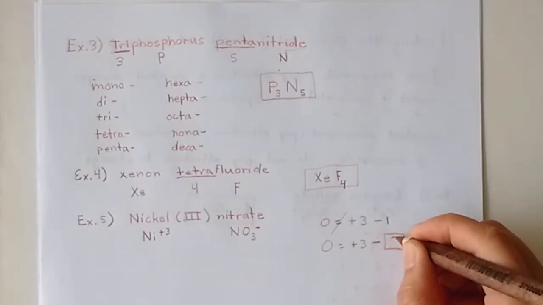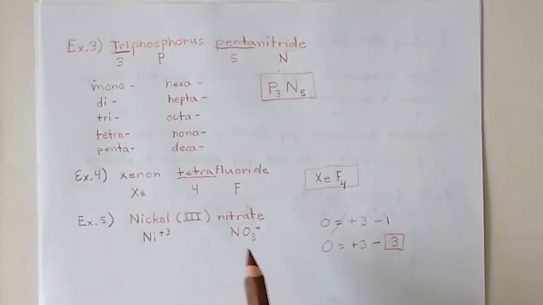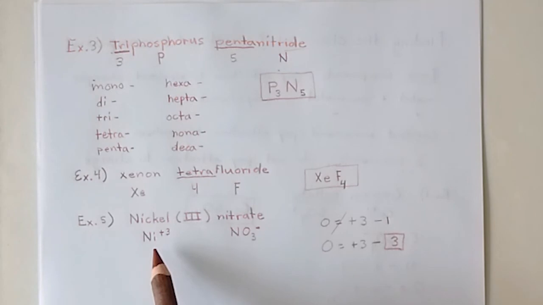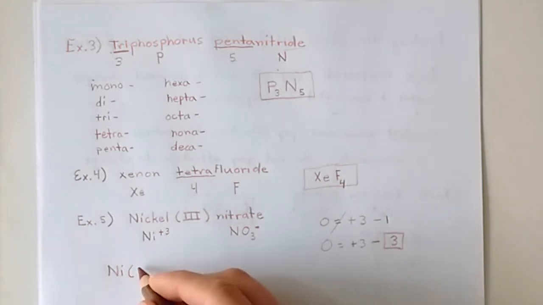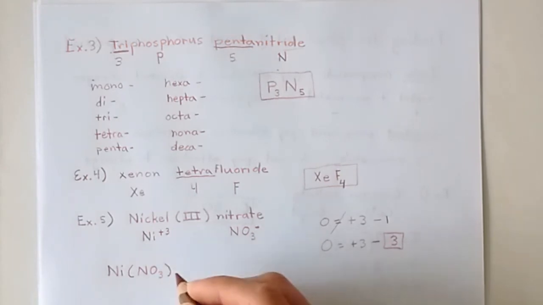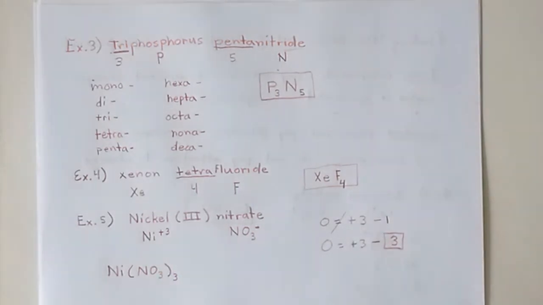So that means that we need 3 nitrates with the positive 3 charged nickel to have a neutral compound. So in the end, the chemical formula for nickel 3 nitrate is Ni, parentheses, NO3, and a subscript 3. Here, the part in parentheses is the polyatomic ion, and we wrote the parentheses so that the subscript 3 can apply to everything in parentheses.